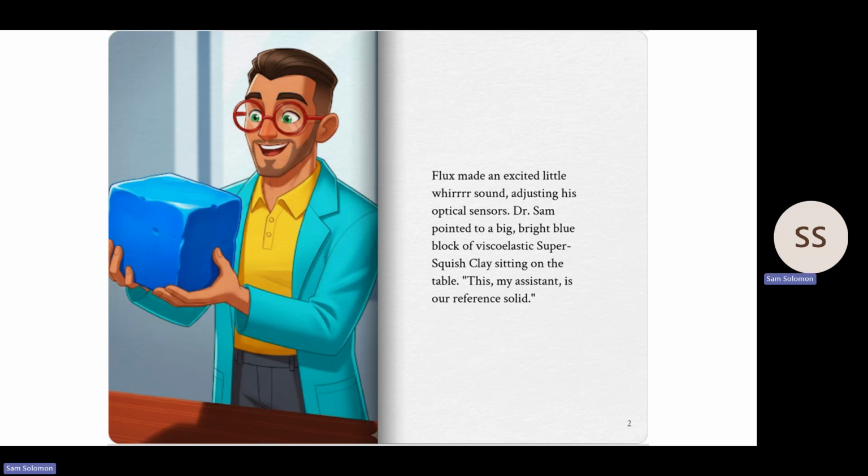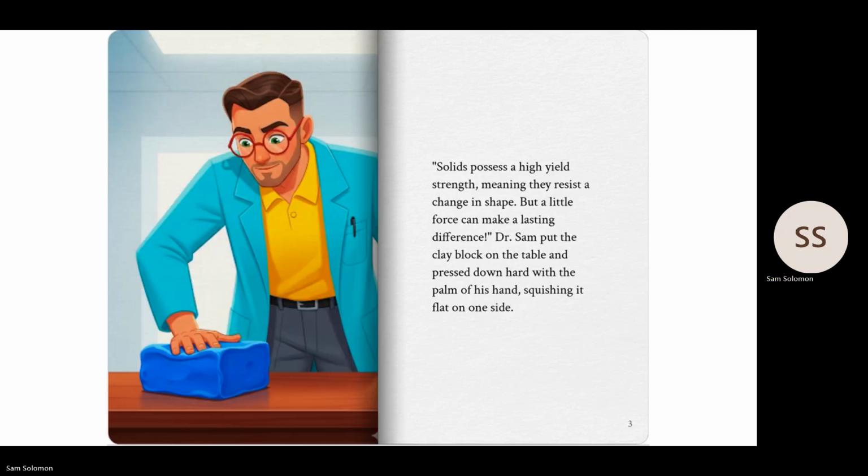Flux made an excited little burst sound, adjusting his optical sensors. Dr. Sam pointed to a big, bright blue block of viscoelastic super squish clay sitting on the table. "This, my assistant, is our reference solid. Solids possess a high yield strength, meaning they resist a change in shape. But a little force can make a lasting difference."